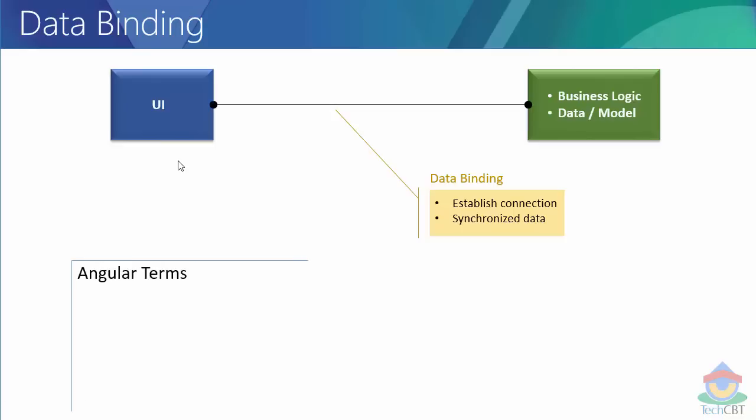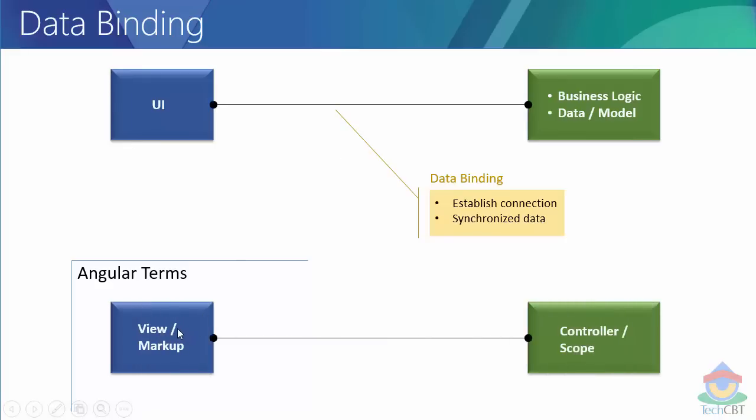So let us see it in AngularJS terms. First of all, data binding in AngularJS terms is still the same. However, instead of UI, you are going to call it the view and markup, and in terms of business logic or data, you will be working with the controller and scope. So the concept of data binding still exists in the same fashion, that is, establishing a connection and synchronizing the data between the UI, that is the view, and the scope, all automatically done by AngularJS. That heavy lift of code for synchronizing data between scope and view, or view and scope, is automatically handled by the data binding capabilities of AngularJS. So let us see how it can be achieved.